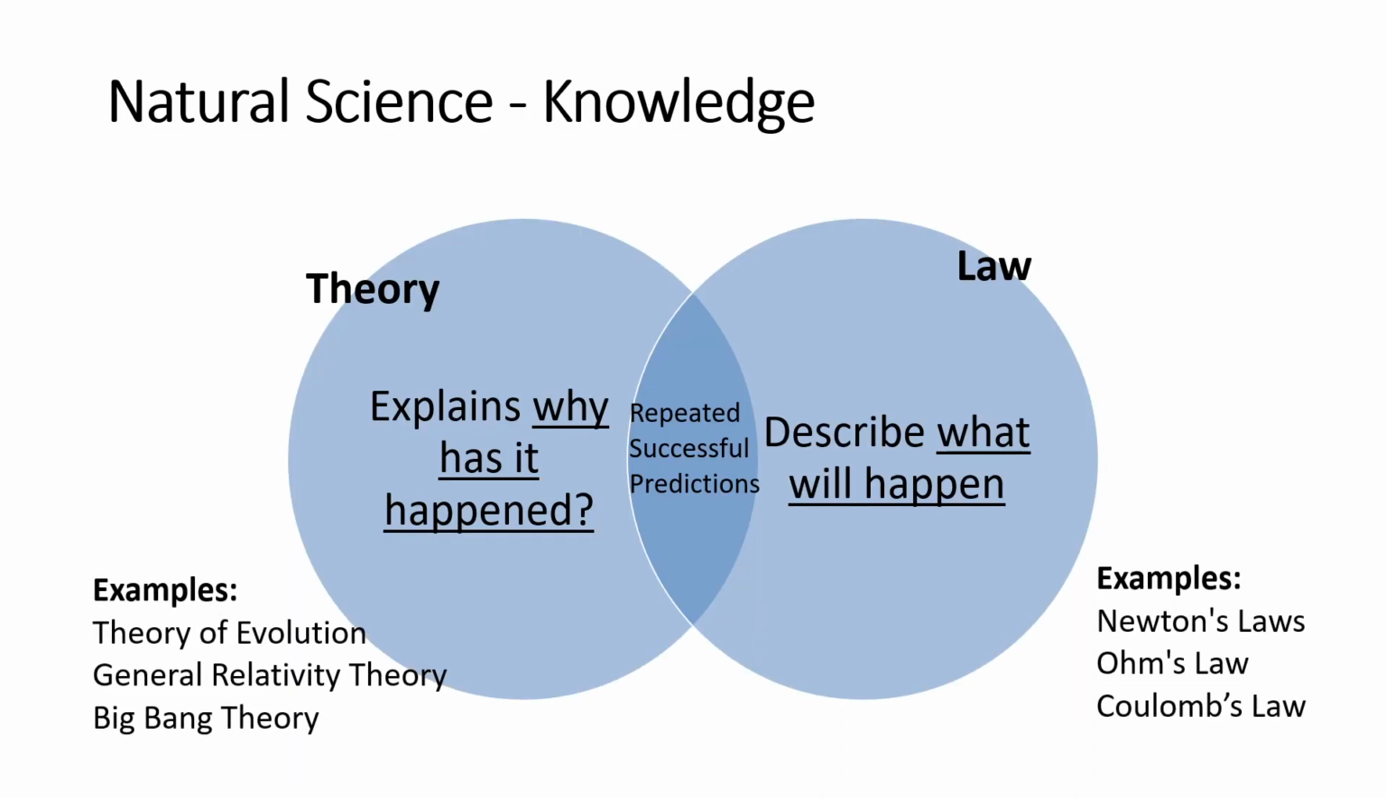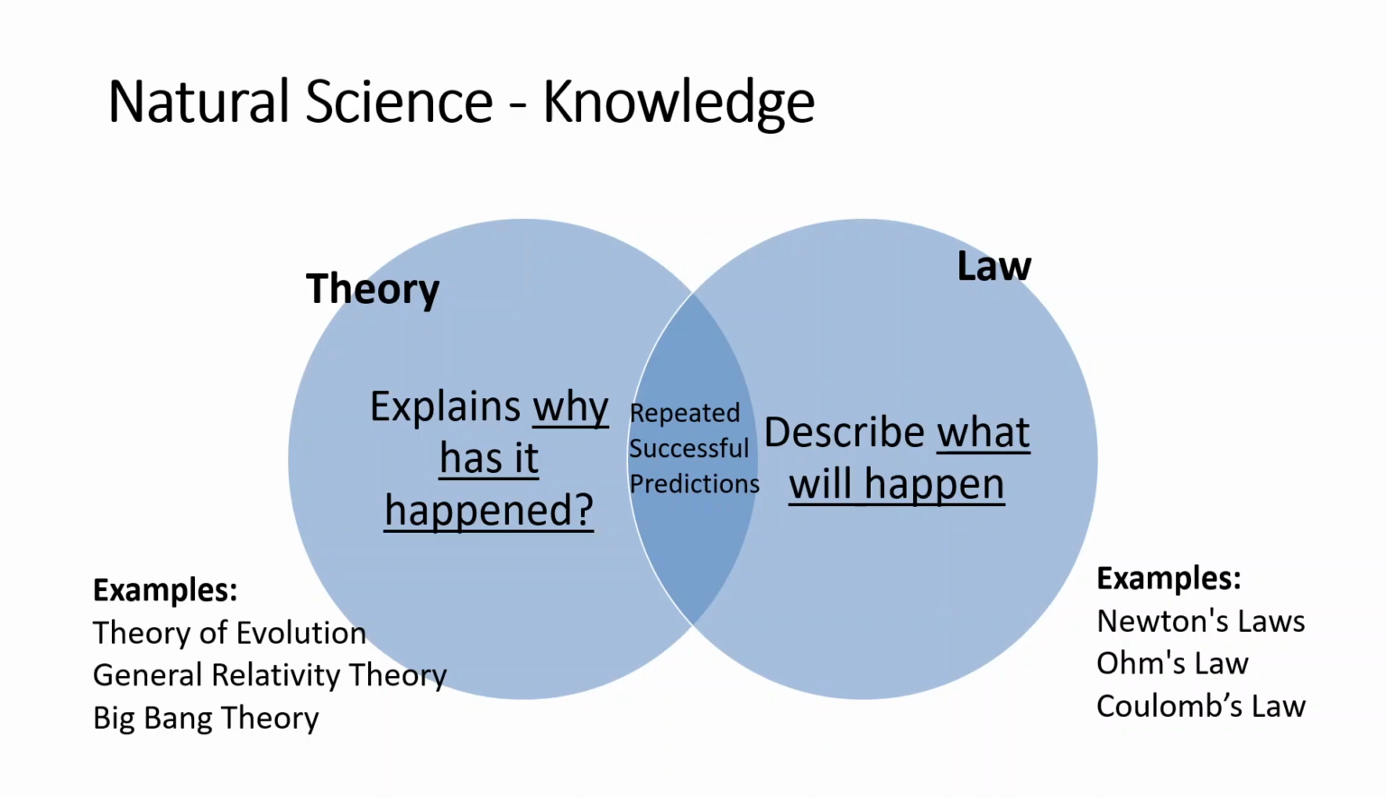So when it comes to natural science, there are two main concepts: the theories and laws. A lot of people have confusion about theories and laws, but they are not the same. Theories explain why something has happened, like the theory of evolution. The theory of evolution tries to explain how we have evolved to the current state. The Big Bang theory tries to explain how the universe has come into existence.